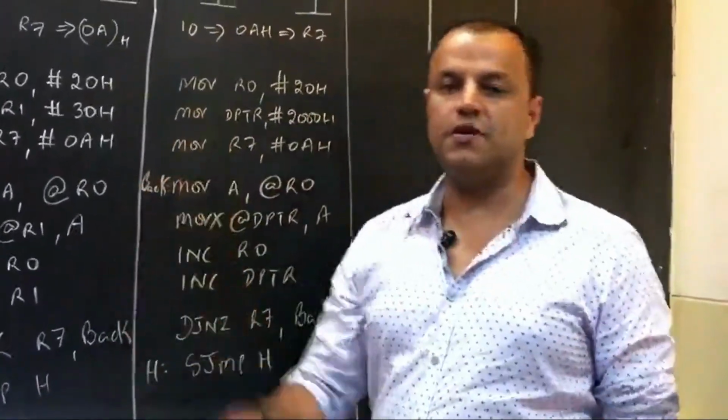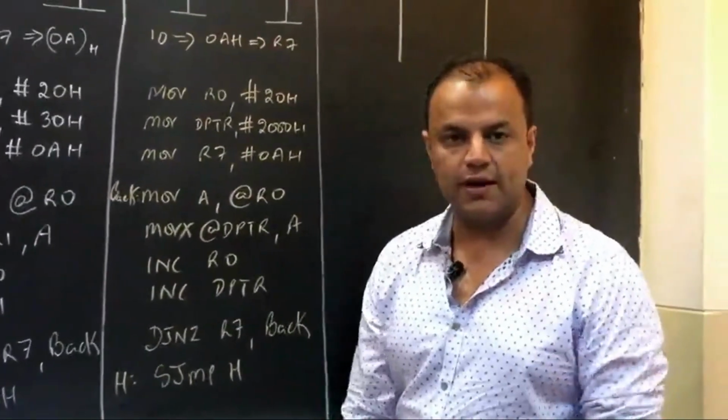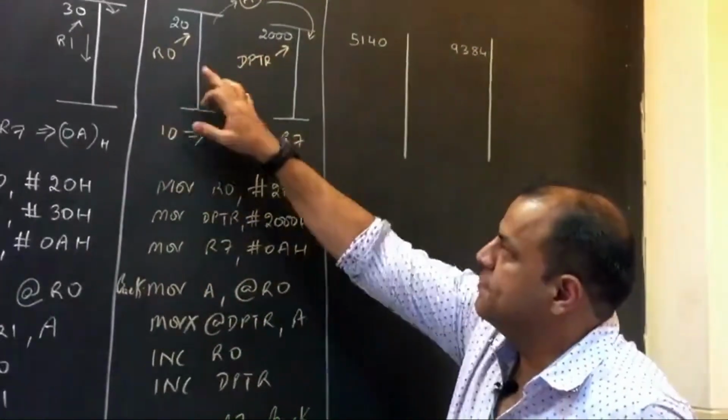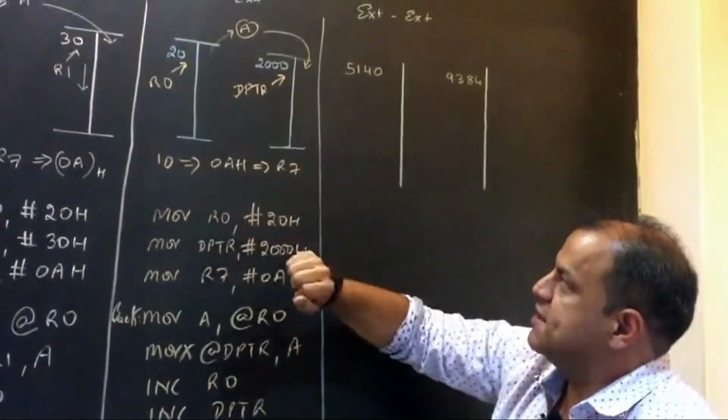Now suppose I ask you external RAM to internal RAM. I'm not solving it, I never solved it in the class also. It's the same program, just different direction. Same thing, external to internal. Come on. Initialize R0, initialize DPTR, initialize R7.